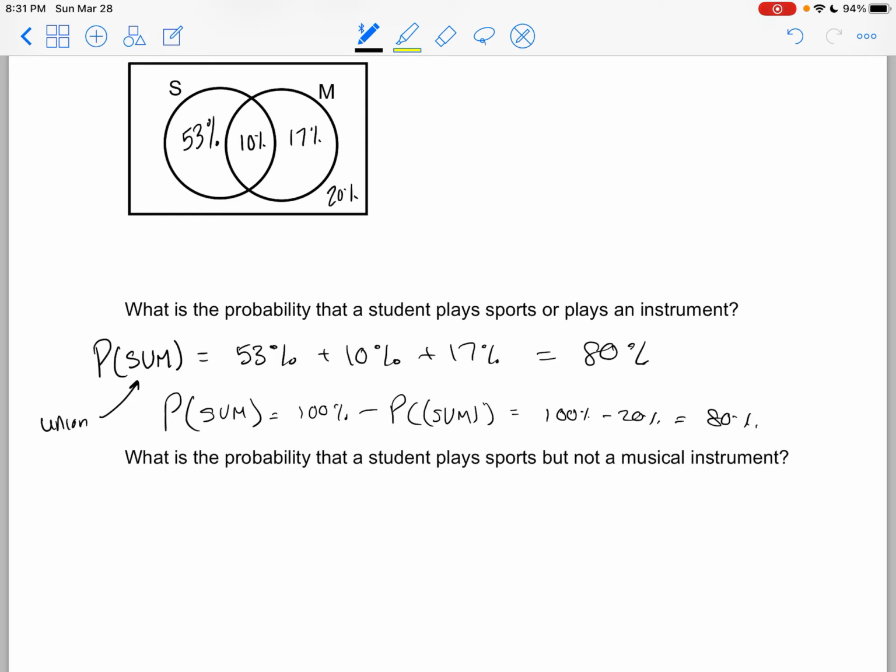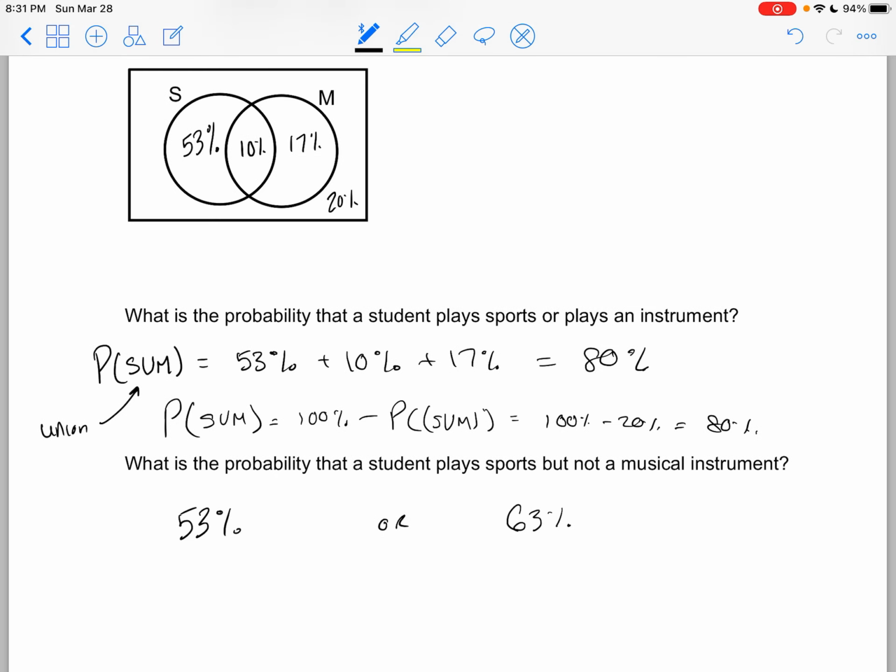All right, so the last question then is, what is the probability that a student plays sports but not a musical instrument? Again, two ways to do this one. Sports but not a musical instrument, we just look at our diagram and see that that's 53%. Or we could have said that it was the 63% that said they played a sport minus the overlap that we figured out to get 53%. So 53 is easy to see from the diagram.